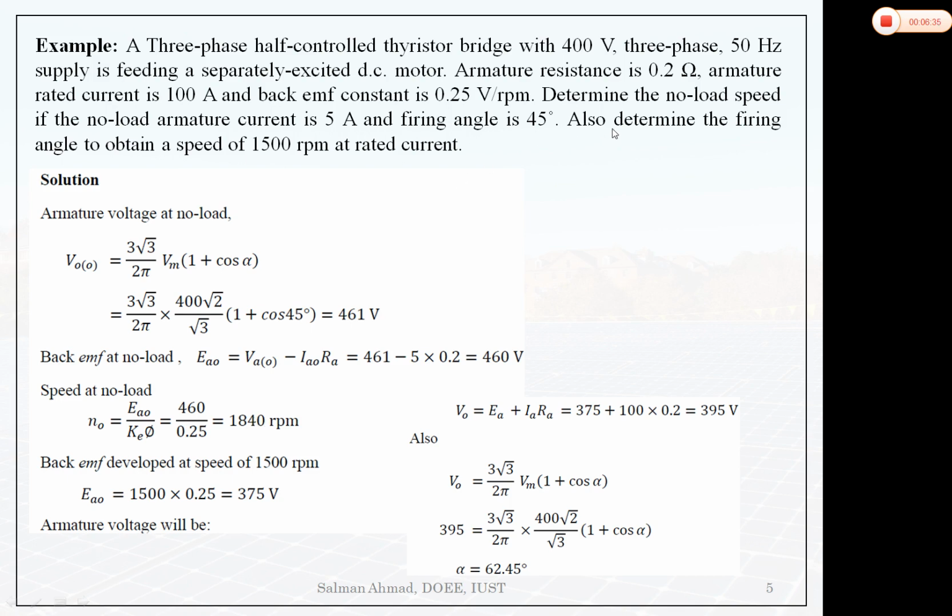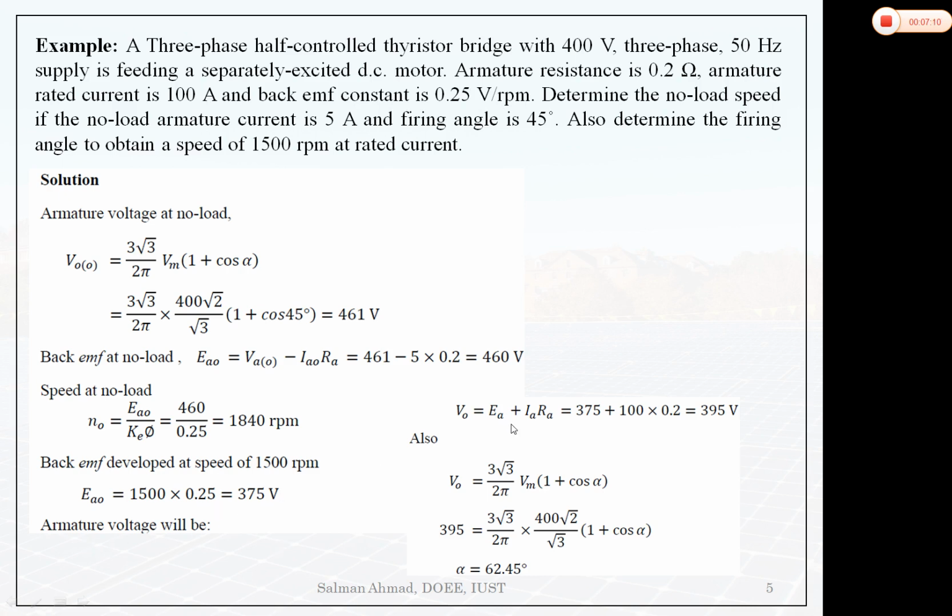Similarly, in the second part, we have to determine the firing angle to obtain a speed of 1500 RPM at rated current. Rated current is given as 100 ampere, and we have to find the firing angle. RPM is given, that means first we have to compute the back EMF. Once the back EMF is known, we can find the firing angle. So back EMF at 1500 RPM, the constant is given as 0.25 volt per RPM. Substituting here, 1500 into this will be 375 volt.